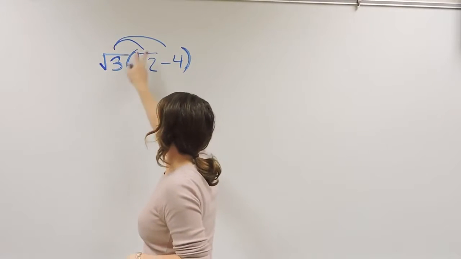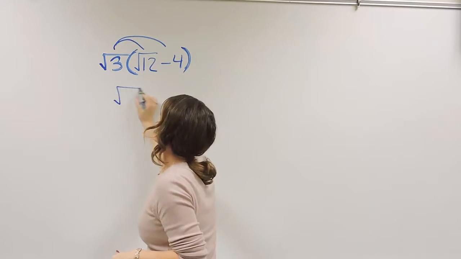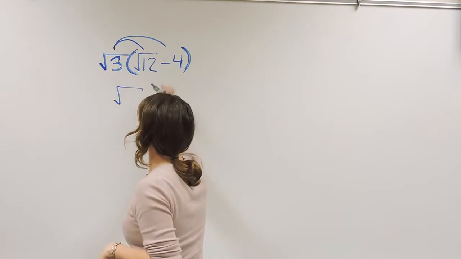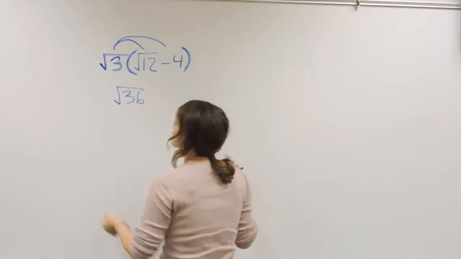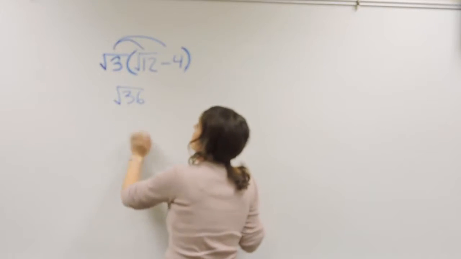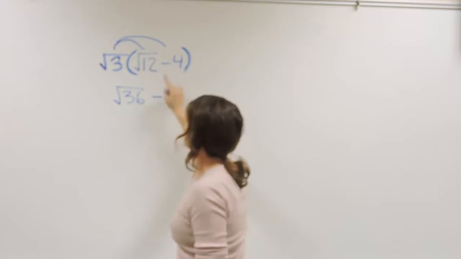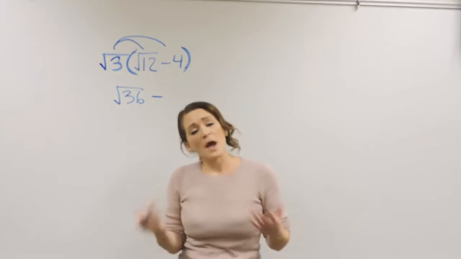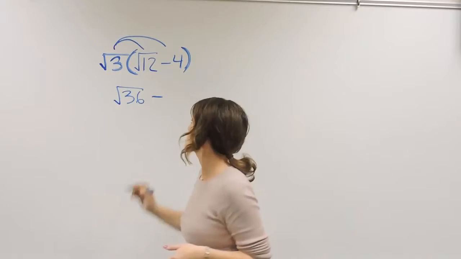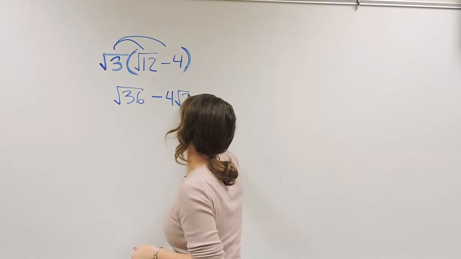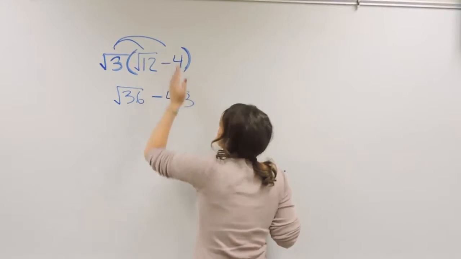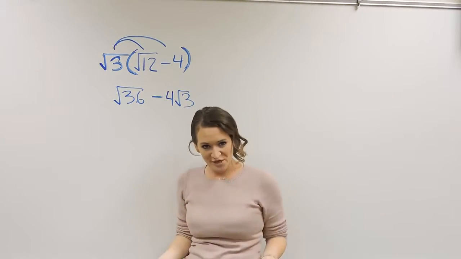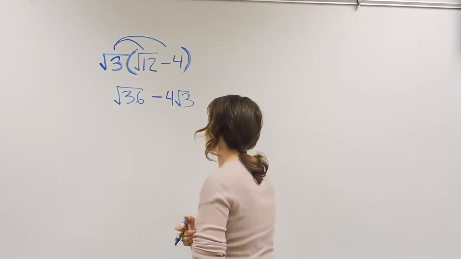So when I do square root of 3 times square root of 12, we're going to use the product rule to actually multiply that together. 3 times 12 is 36, so I'll be left with the square root of 36. Drop down that minus sign, and now we have square root of 3 times 4. Radical is not the same thing as a number, so I'm just going to drop down 4 square roots of 3. Just make sure that the numbers go in front of the radicals. They're just prettier that way. It tends to be proper form.